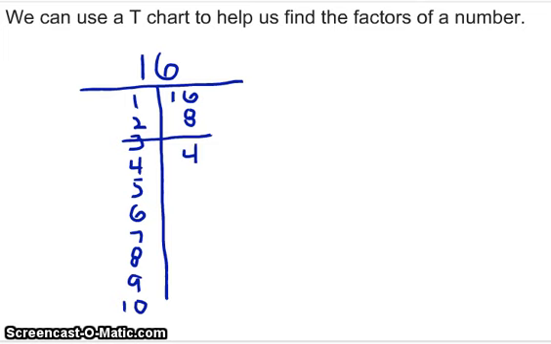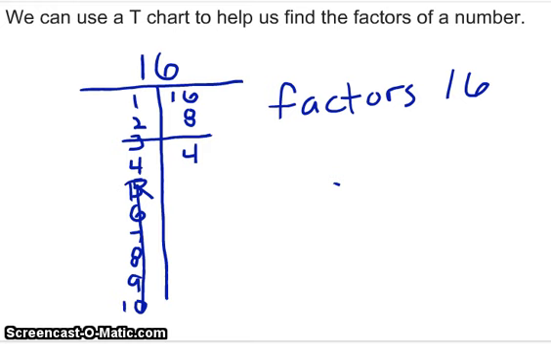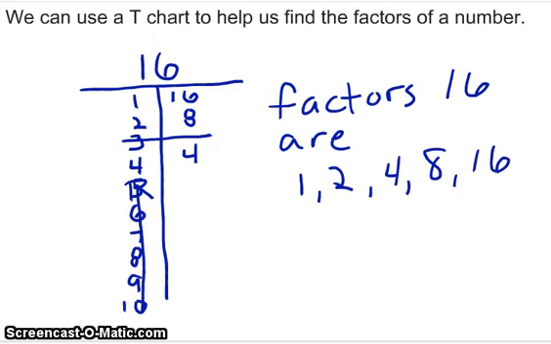Now I've repeated a number, and so I'm going to put an R for repeat over the 5, and I'm going to cross off the bottom. And the factors of 16 are 1, 2, 4, 8, and 16.